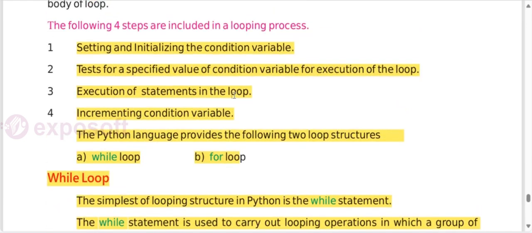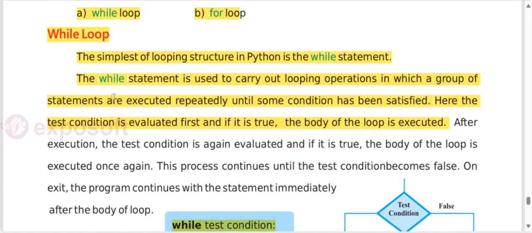Here we can see the 4 steps to be included in a looping process. First one is setting and initializing the condition variable. Then test for a specified value of condition variable for execution of the loop. Then an execution of statements in the loop. Incrementing condition variable. The Python language provides two loop structures. They are while loop and for loop.